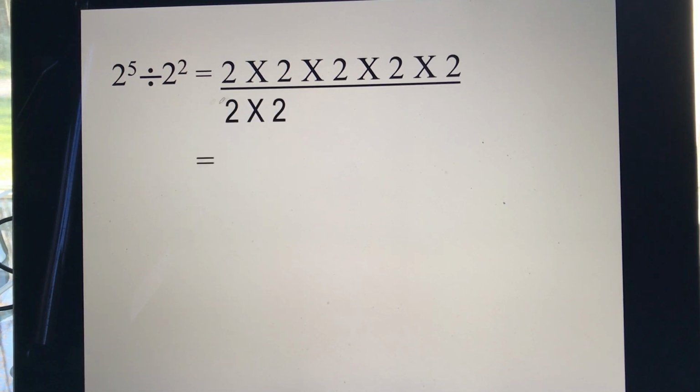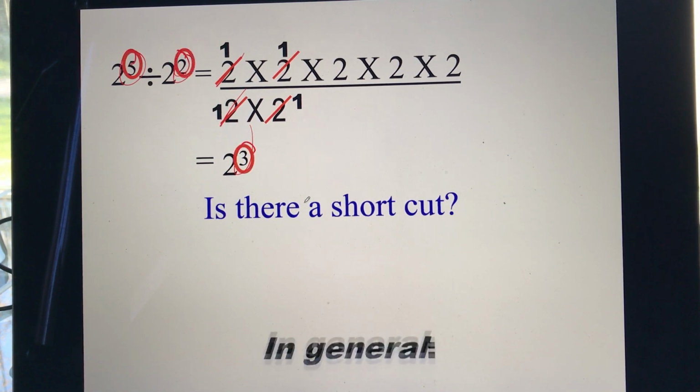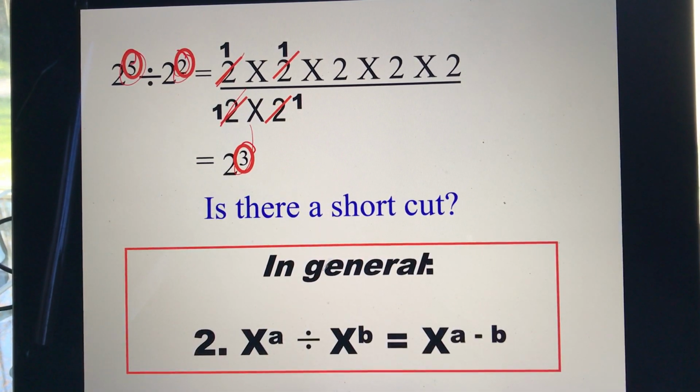Same idea here with division. I can write out 2 to the 5 and 2 to the 2. We notice that with division, these 2's are going to divide out. That leaves me with 2 to the 3. Shortcut-wise, if I have a 5 and a 2, how do I end up with 3? Clearly we subtract. This is the second exponent law: dividing powers with the same base, we subtract exponents.